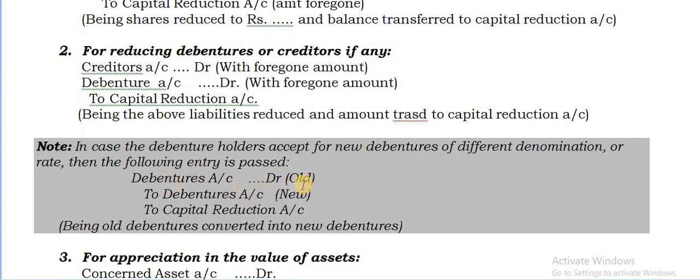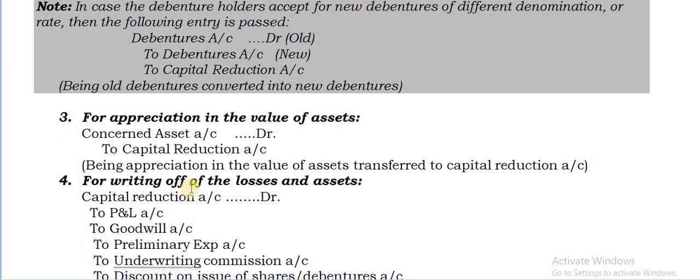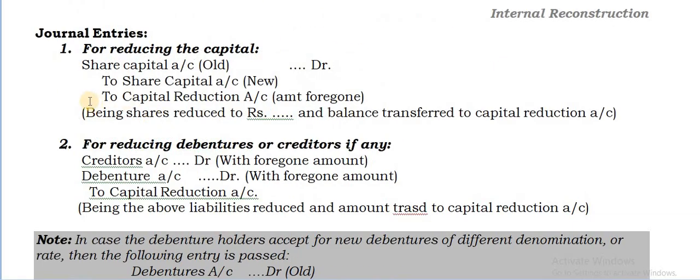Same way, for old debentures you debit, and give a credit to new debentures, again to capital reduction account, right? And if at all there is any appreciation in the value of an asset, like I have told you, land and buildings may be appreciated. In that case, the concerned land and buildings will be debited and a credit will be given to the capital reduction account. So what is that one common thing you can find in all these cases?